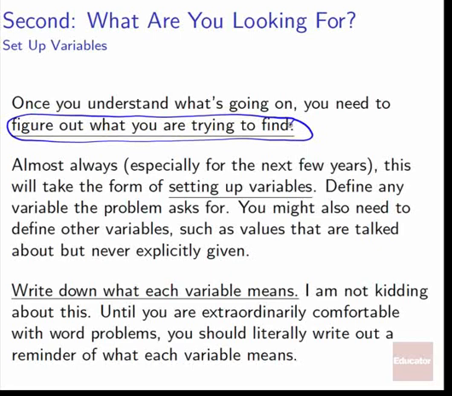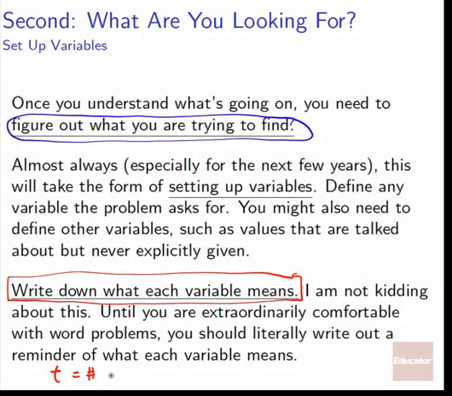Now, I want to make absolutely sure you write down what each variable means. I really want to make sure you do this. I'm not kidding. Until you are extraordinarily comfortable with word problems, you should be literally writing out a little reminder of what each variable means. So for example, if you had a problem where you had to talk about some number of tables, then you might say, just before you start, t equals number of tables, right? T equals number of tables. And then you also might have to talk about chairs in the problem, so c equals number of chairs. And that's enough right there.